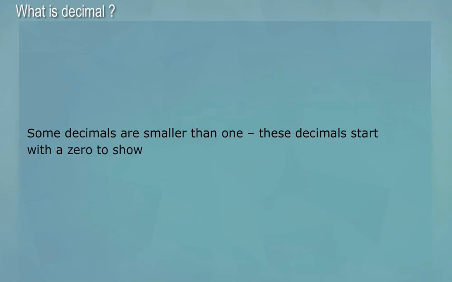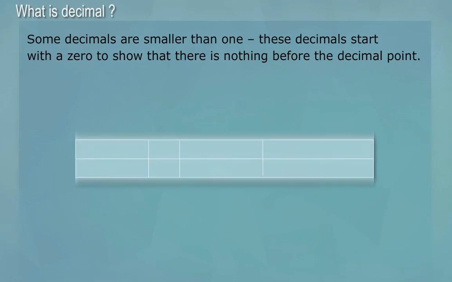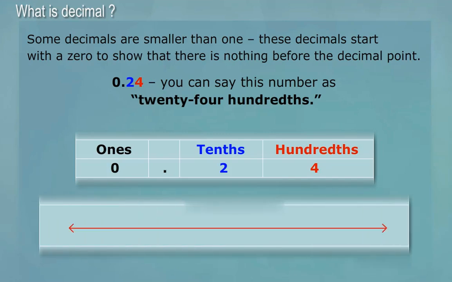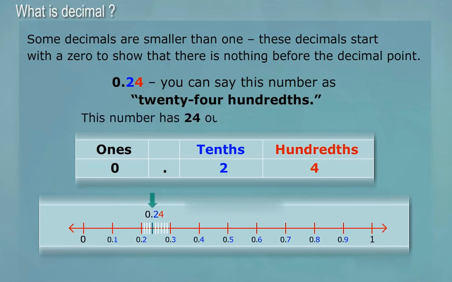Some decimals are smaller than 1. These decimals start with a 0 to show that there is nothing before the decimal point. For example, 0.24. You can say this number as 24 hundredths. Which means this number has 24 out of 100 parts of a whole.